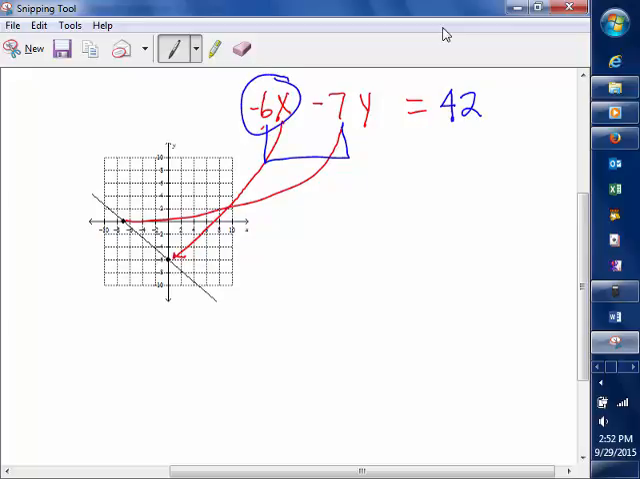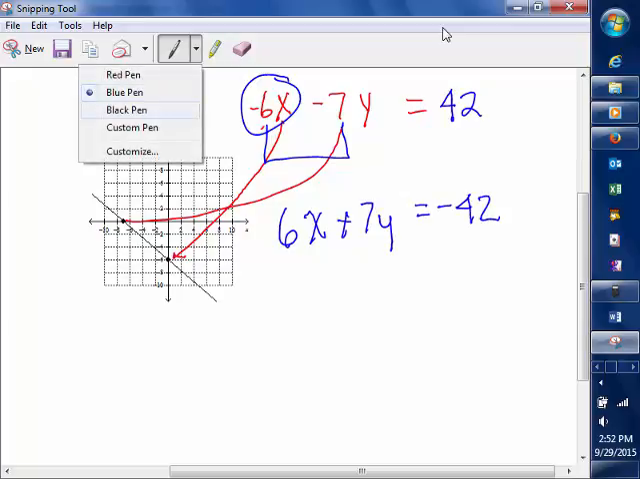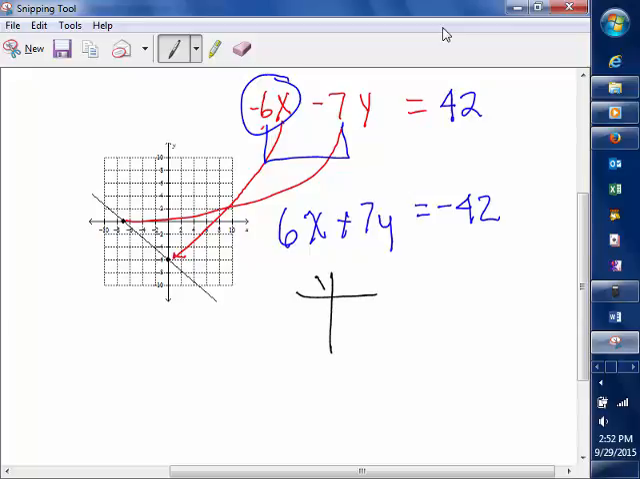But we can't have that be a negative coefficient. 6x minus or plus 7y equals negative 42. I guess I'd accept it either way, but let's check it just to make sure. If x is 0, y is negative 6. If y is 0, x is negative 7. So that checks. All right, next one.